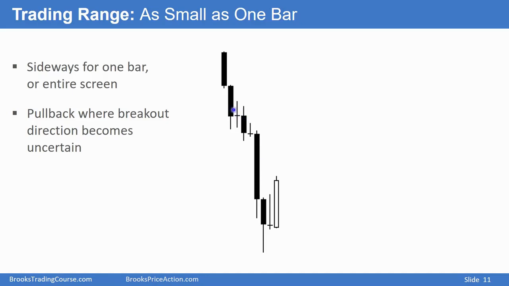So anytime there's a trading range and I think the trend is going to continue, I call that trading range a pullback. A trading range usually has to go to 20 or more bars before traders start to question trend resumption and they start thinking about a possible trend reversal.